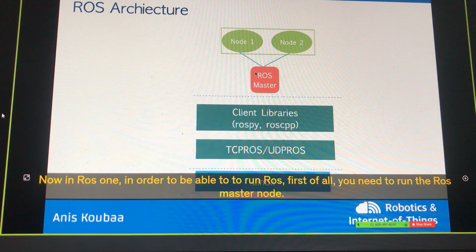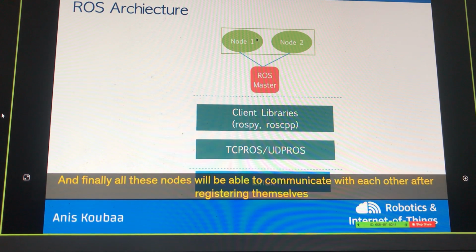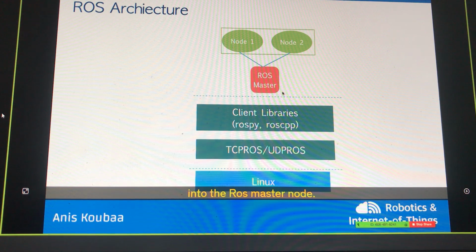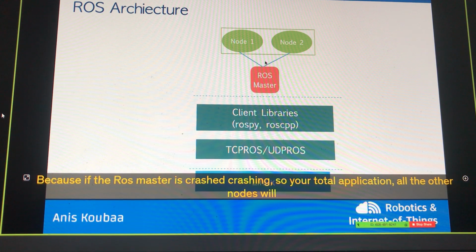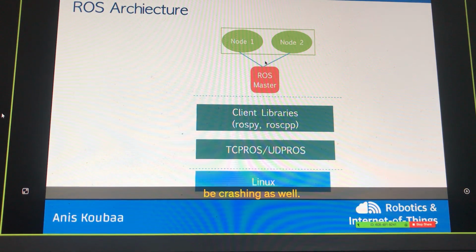Now, in ROS1, in order to be able to run ROS, first of all, you need to run the ROS master node. And finally, all these nodes will be able to communicate with each other after registering themselves with the ROS master node. And of course, this creates one of the problems: it is prone to a single point of failure, because if the ROS master crashes, your total application, all the other nodes, will crash as well.